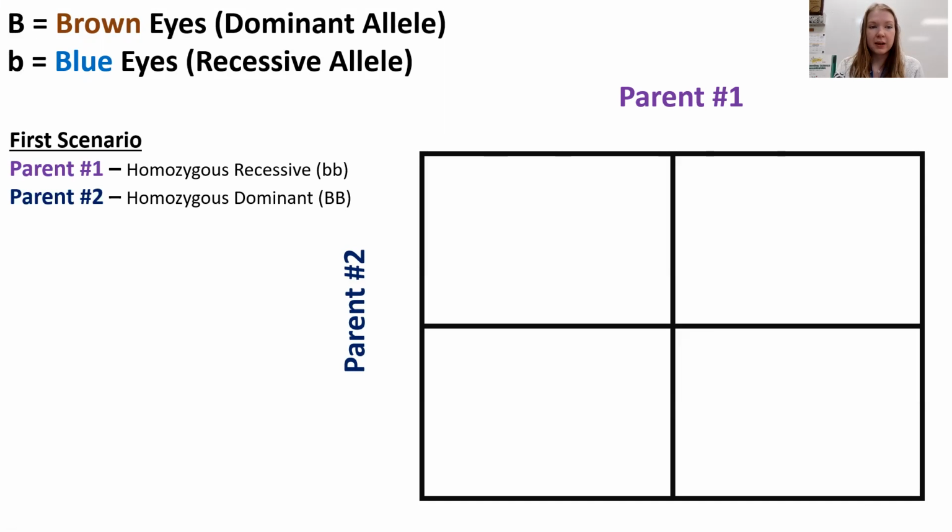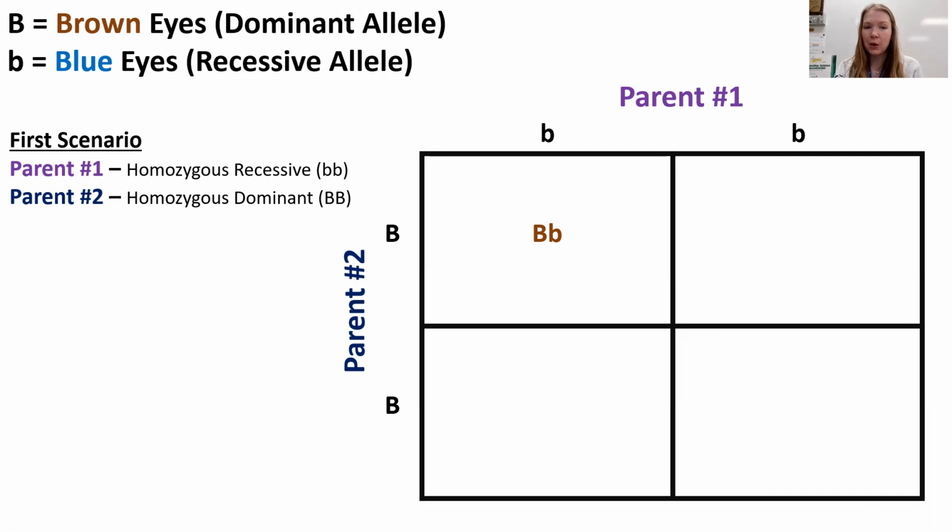Now, in this first scenario, parent number 1 has homozygous recessive alleles, and parent number 2 has homozygous dominant alleles. Homozygous meaning same alleles. So for parent number 1, they have the recessive alleles, and both of them are the same, so we put 2 little b's at the top. Parent number 2 has homozygous dominant alleles, and we represent dominant with 2 big B's, so we put 2 big B's on the side for parent number 2.